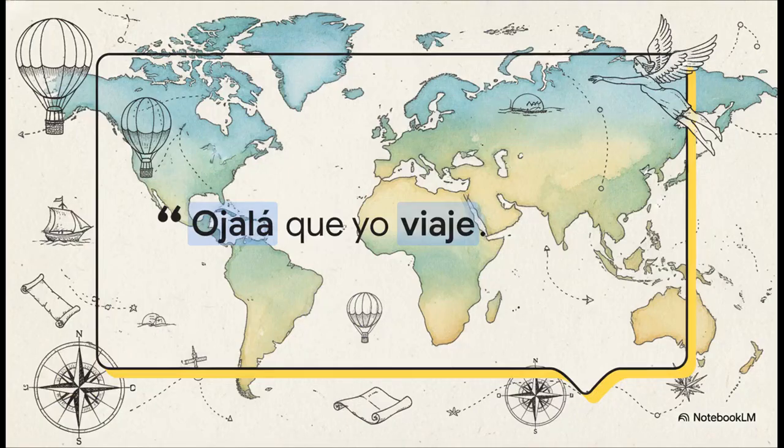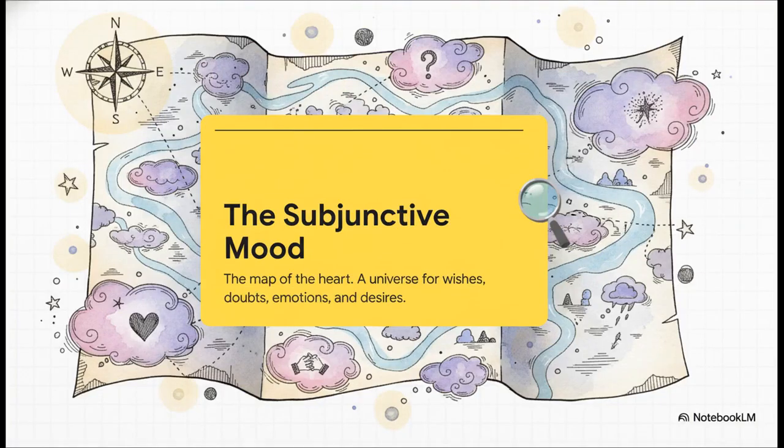Listen to how she says this. Anna isn't saying she will travel. She's not saying she would travel. She's expressing a pure, raw desire. I wish that I may travel. The traveling isn't real at all. The only thing that's real in that sentence is the wishing. This is the subjunctive mood. And it's not a tense. It's an entirely different universe.